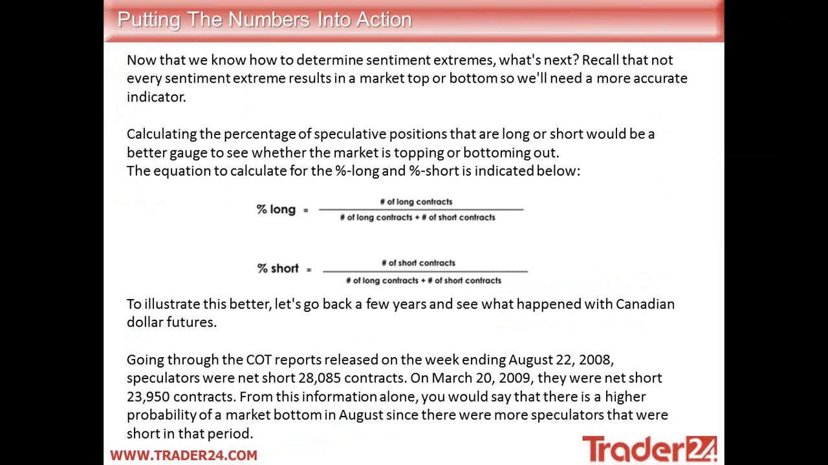To illustrate this better, let's go back a few years and see what happened with the Canadian dollar futures. Going through the COT reports, on the week ending August 22nd, 2008, speculators were net short 28,000 contracts. On March 20th, 2009, they were net short 23,950 contracts. So from this information alone, you would say there's a higher probability of a market bottom in August, since there were more speculators short in that period.